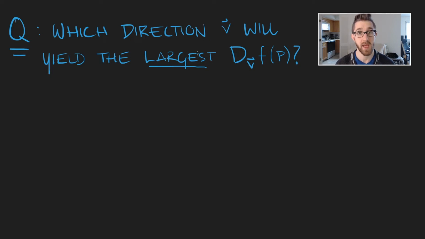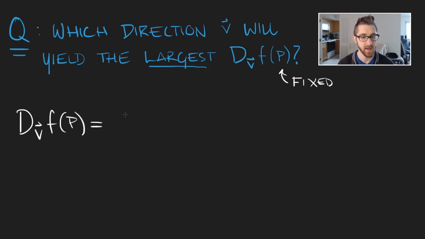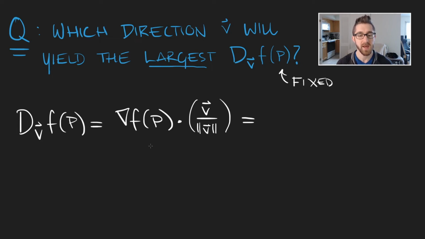Okay, so the last thing for this video is I want to answer the question: which direction v should we pick if we want to maximize the directional derivative of a function at a fixed point? So this point here is fixed. To figure that out, let's write down the formula. The directional derivative we compute by taking the gradient of f at p and dotting that with v divided by its magnitude. So the goal is to pick v so that this is as large as possible.